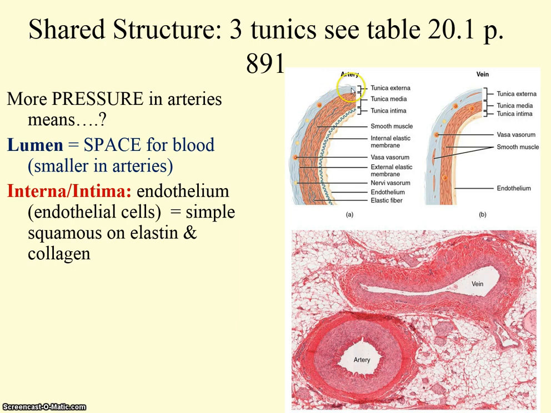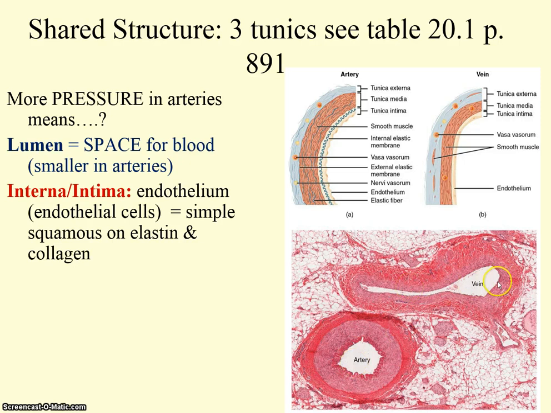So these arteries have to be constructed to withstand this push, all right? We say here that the lumen, and this is true for any tube in the body, a lumen is a space in the center of a tube. In this case, it's a space for blood. And the lumen will always be smaller in an artery versus an equal vein, okay?